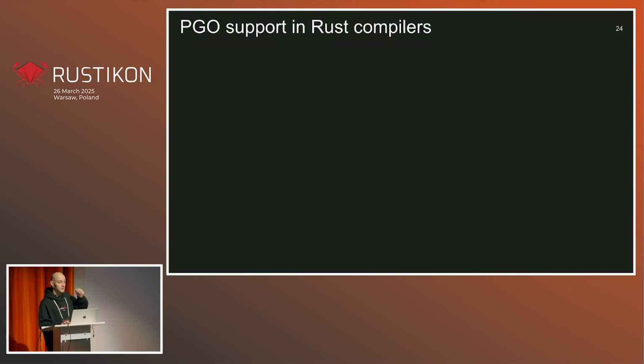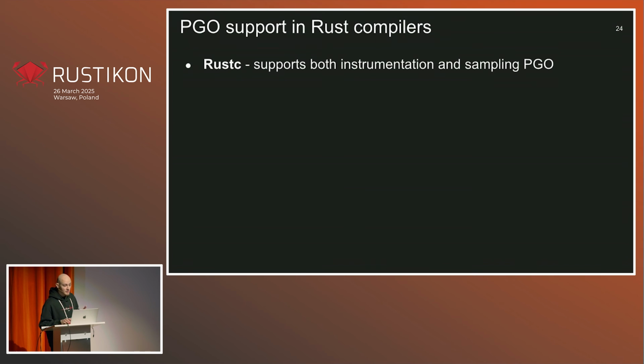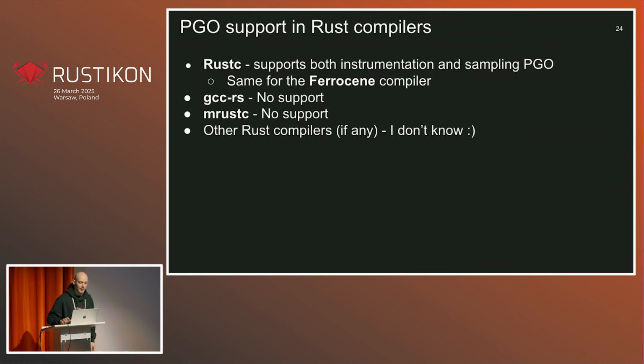So what about PGO support in Rust compilers? Let's talk about Rust, actually. Rustc supports both instrumentation and sampling PGO in practice. The same for the Ferrocene compiler, that's a certified version of Rustc, because it's the same compiler actually. About other compilers, there is no support. It will not be supported in the near future.